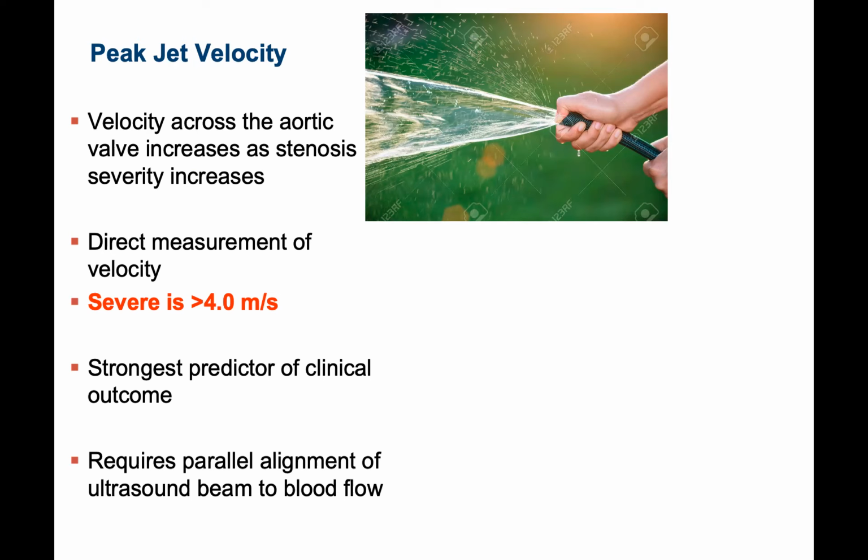So we can use this direct measurement of velocity across the aortic valve, and it can tell us about the severity of that stenosis across the aortic valve. Again, I think it's worth memorizing that severe is greater than 4 meters per second. And this is the strongest predictor of clinical outcome, peak jet velocity. It's important to note this does require parallel alignment of the ultrasound beam to blood flow.